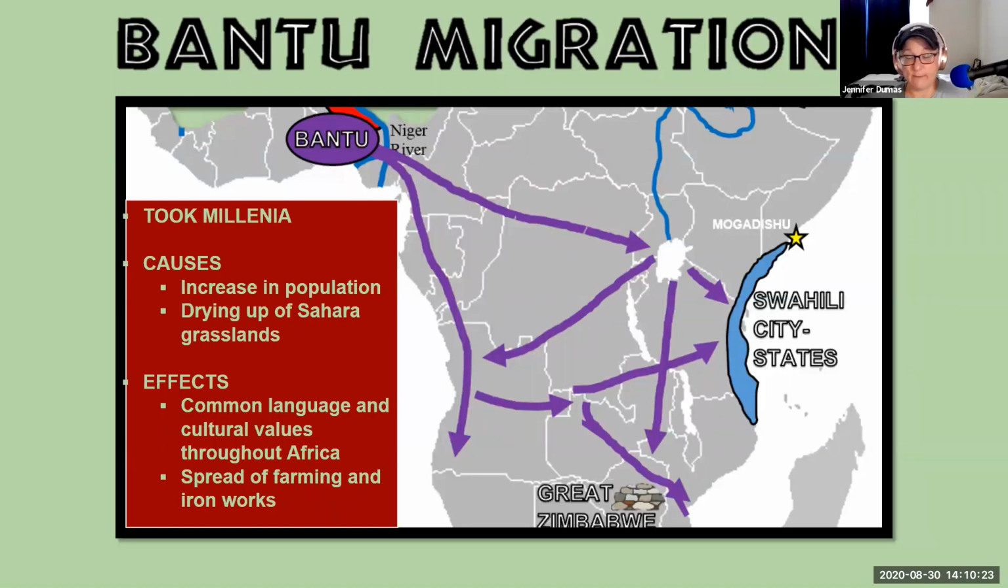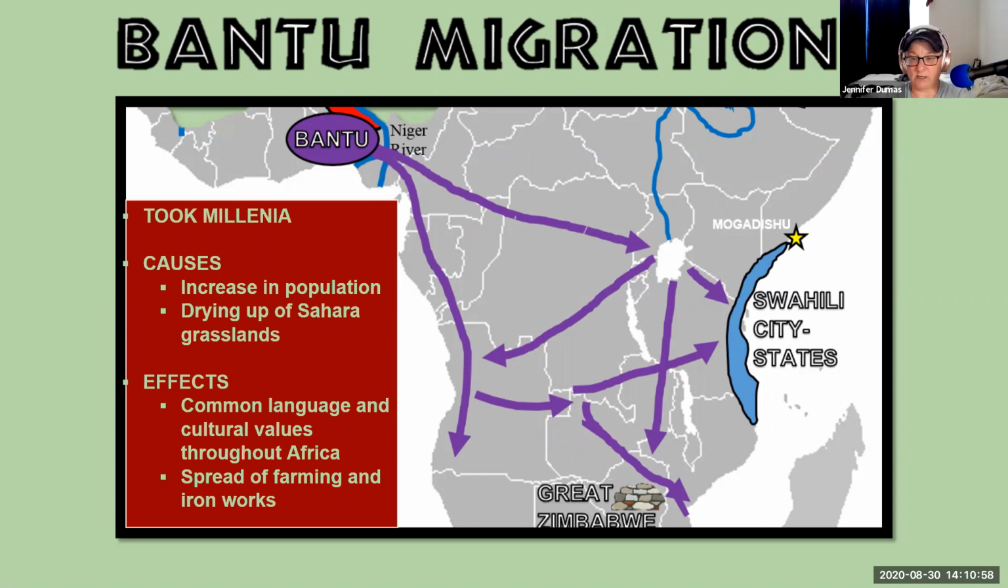Now, the Bantu migrations happened a long, long time ago, and it took about a millennia to complete the migration. For migration, that just means movement, right? So as you guys can see in the map, the Bantu started in West Africa, but then moved to parts of Eastern Africa and parts of Southern Africa, all still below the Saharan Desert. And anything below the Saharan Desert is called Sub-Saharan Africa. So historians and archaeologists and anthropologists believe that the Bantu migrated for two major reasons, not regions, geez.